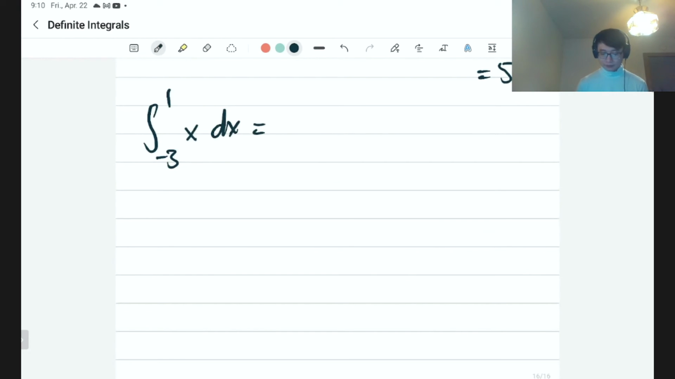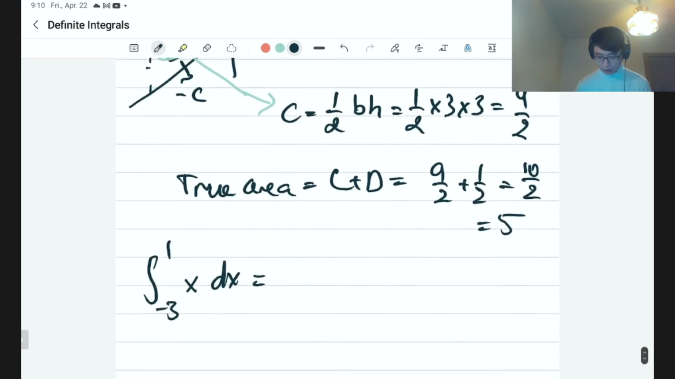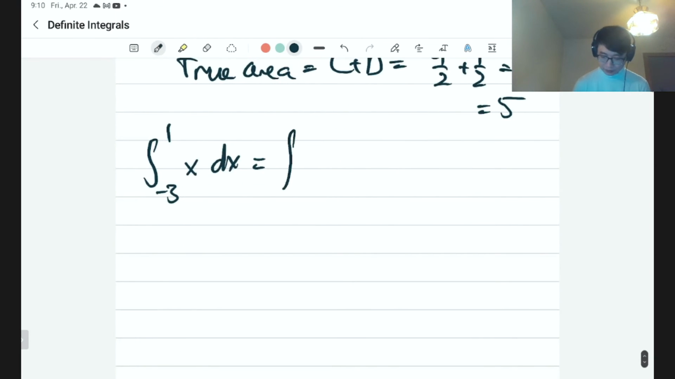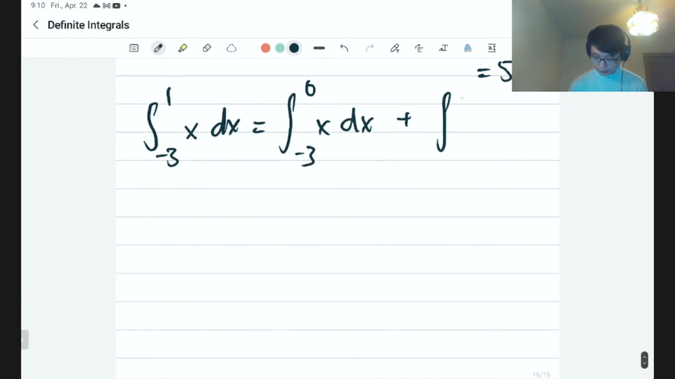So I'm going to break it down. I can see it makes a triangle at this point here. So I'm going to say it breaks down into the integral from -3 to 0 of x dx, plus, again, the integral from 0 to 1 of x dx. Now, very importantly, I have to add a negative sign there, because if I don't add it, this one still comes out negative. So I have to add a negative sign so that it becomes positive.